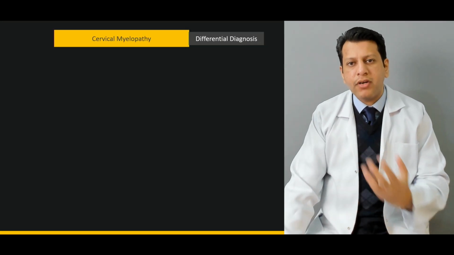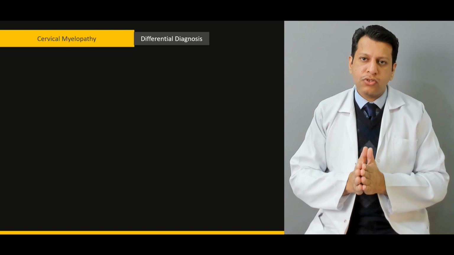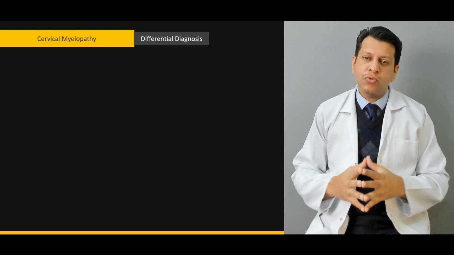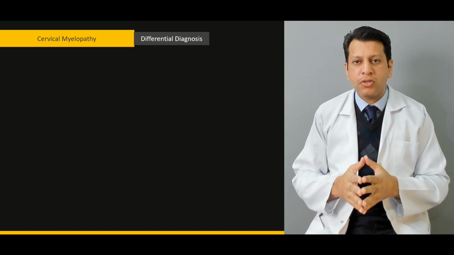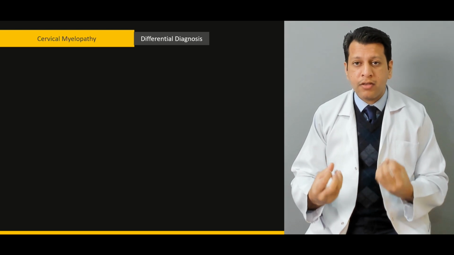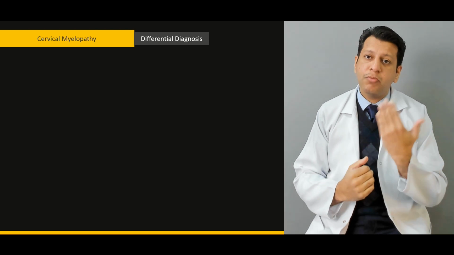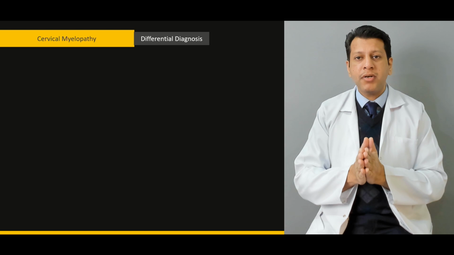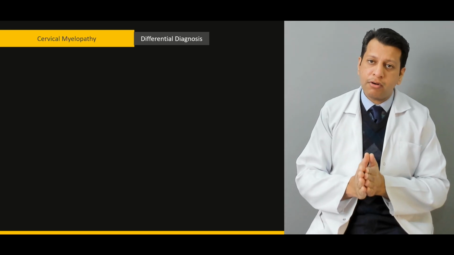Now coming to the differentials of cervical myelopathy. For any disease, first you have to take a history. For example, if a patient presents to you with signs and symptoms, for example, the symptoms include paresthesias, numbness, fumbling of objects, loss of manual dexterity, and gait disturbances, you should be expecting cervical myelopathy. But then you have to perform certain tests to confirm whether this is the problem or not.